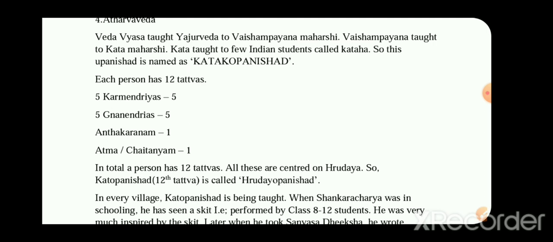So first Vedavyasa shared that knowledge with Vaishampayana Maharshi, and Vaishampayana Maharshi shared his knowledge with Katha Maharshi, and again Katha Maharshi shared it with Indian students who are called Kataha. That's why this Upanishad is named Katopanishad.